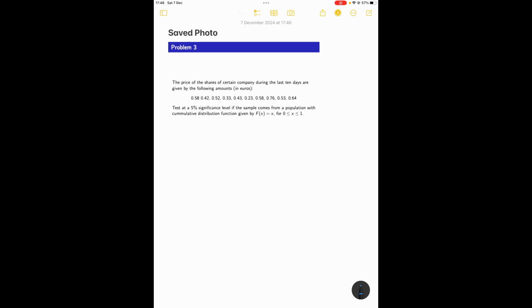This is again a goodness of fit test. What we have to check is whether the data given is distributed by this function here, f of x equals x. The previous problem was a binomial. This is a continuous function, so we have to use the Kolmogorov-Smirnov test.